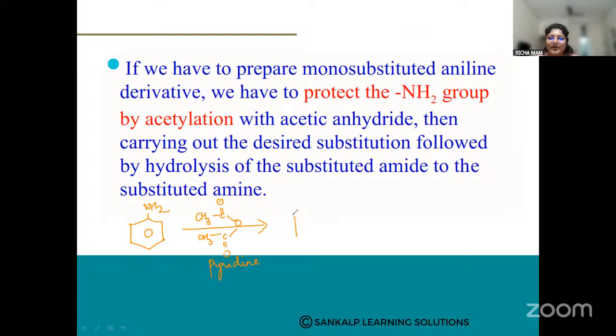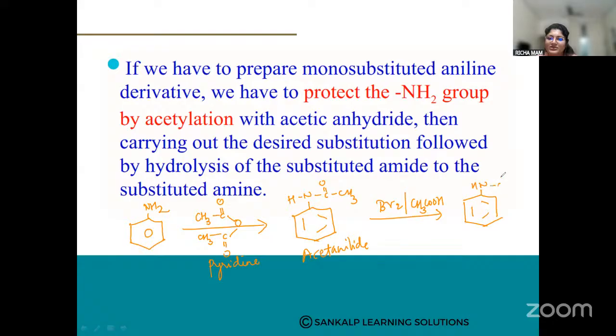So what am I going to get? My group NH, C double bond O, CH3. So I got acetanilide. This acetanilide I'm going to react further with bromine and acetic acid. Again, what am I going to get? The NHCOCH3 stays, and at the para position, I have the bromine group, right?